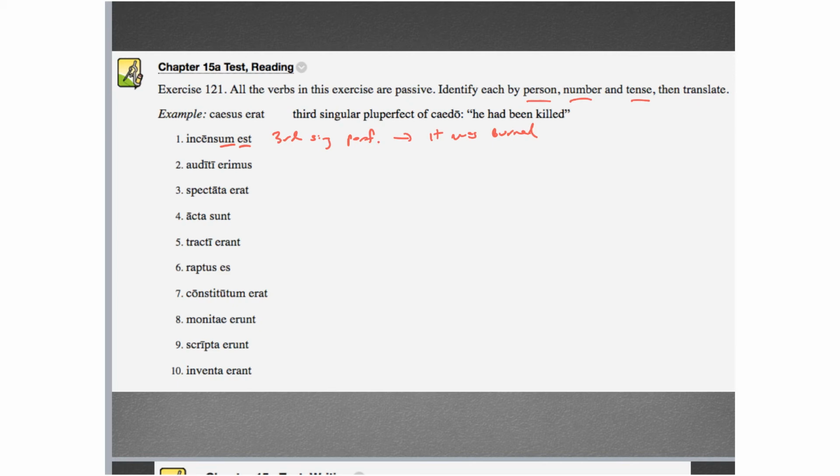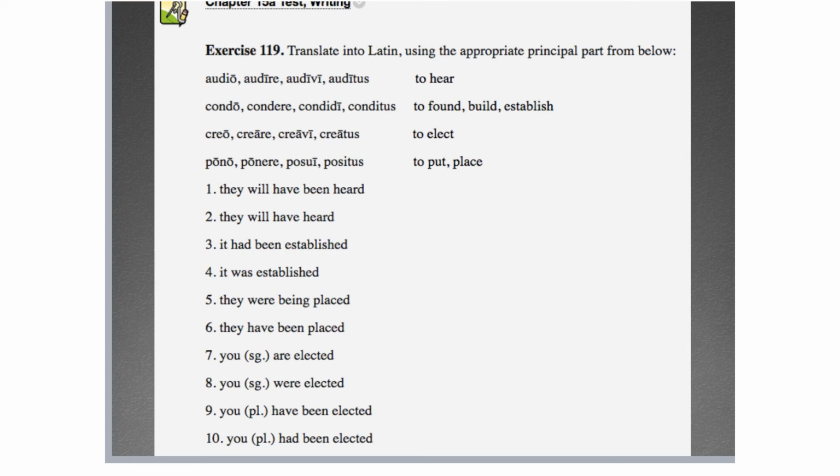Number 2, first person plural, and it's future perfect because of that erimus. So we will have been heard. It's a bit of a complicated one, or at least a lot of words, but note that will have been just kind of builds our future perfect, right? Will makes it future, have makes it perfect, been makes it passive. I'll leave the rest for you.